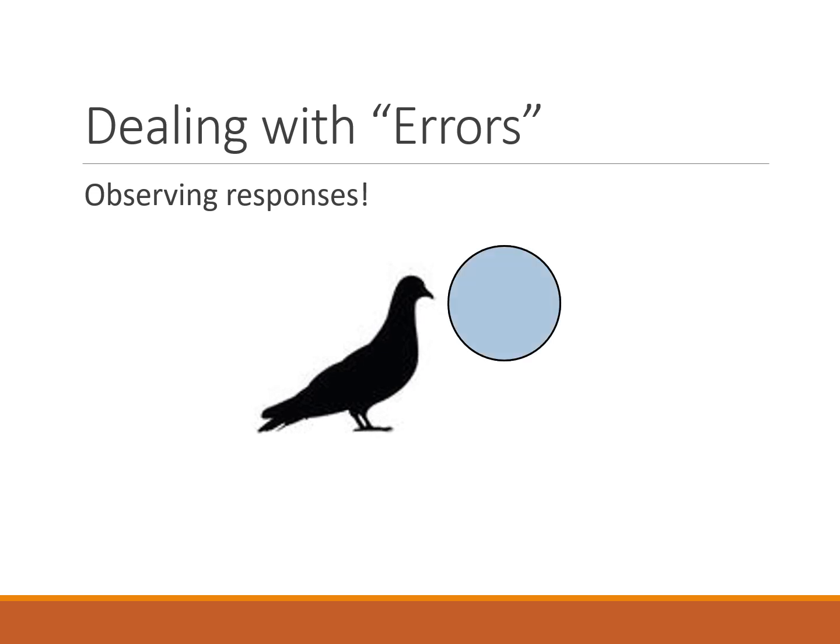Pecking an observing key is going to sometimes produce an SD, a conditioned reinforcer. But sometimes it will produce an S delta associated with no access to reinforcement. So why bother pressing that observing key? The observing response in and of itself has to be established first, maintained by intermittent reinforcement across time in the operant conditioning chamber.